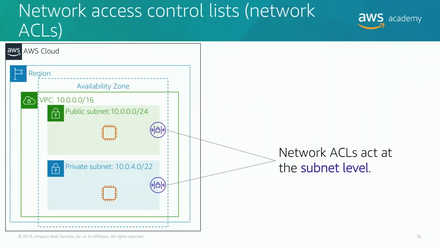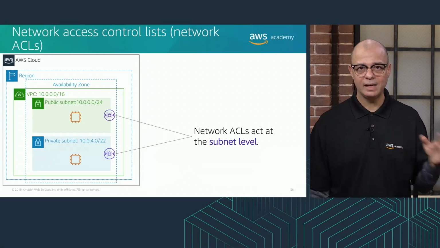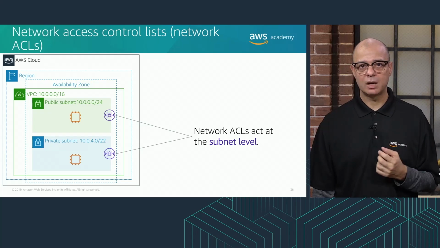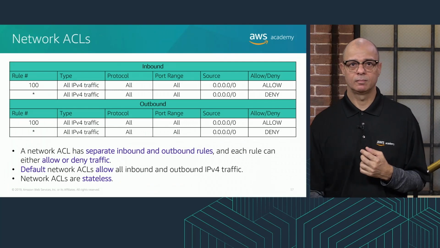The second firewall option is a network access control list. Network access control lists work at the subnet level and control traffic in and out of the subnet. You can set up network ACLs with rules that allow or deny. You can also specify ports and protocols.